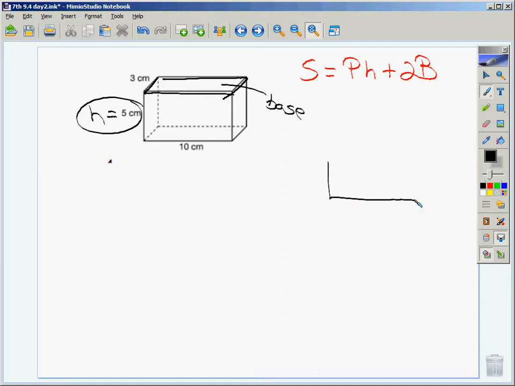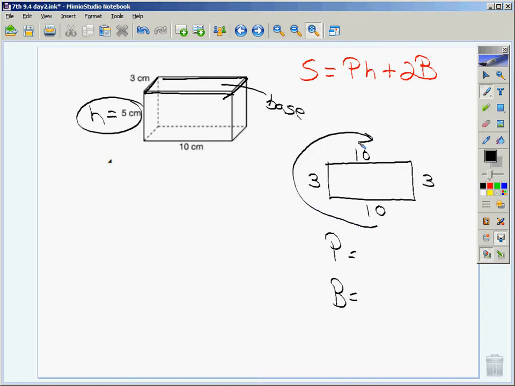And we're going to draw that out separate. The width of this base was 3. The length of this base was 10. And the perimeter of the base is P, and the area of the base is B. And we find the perimeter, the distance around the outside of the rectangle. If this is 10 on the bottom, how big is it on the top? 10. If it's 3 on the left, it's 3 on the right. If I add them up going all the way around the outside, it is 26.